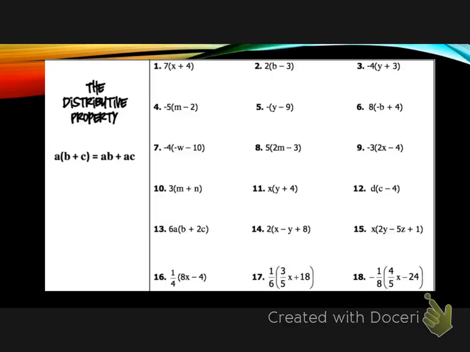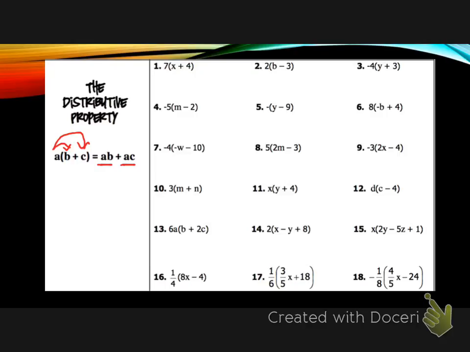For this lesson, we're working on the distributive property. What the distributive property is, basically, is just passing out whatever's in front of the parentheses to what is inside the parentheses. See, this A is outside the parentheses. To pass it out, we multiply it by the first term, and then we multiply it by the second term. A times B gives me AB. A times C gives me AC. So now that's all you've got to do on these.